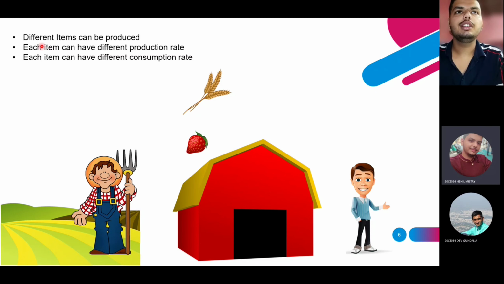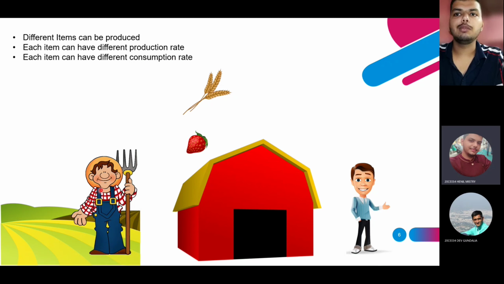So you can consider that different items can be produced, like grains and strawberries. And each item can have a different production rate. So this is now getting very complex. The production time of the grains and the production time of the strawberries, the fruits, are different from each other. And each item can have a different consumption rate.